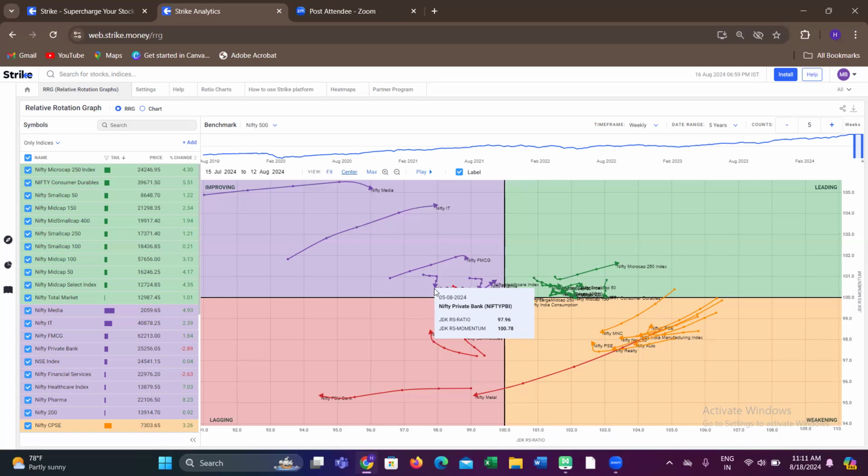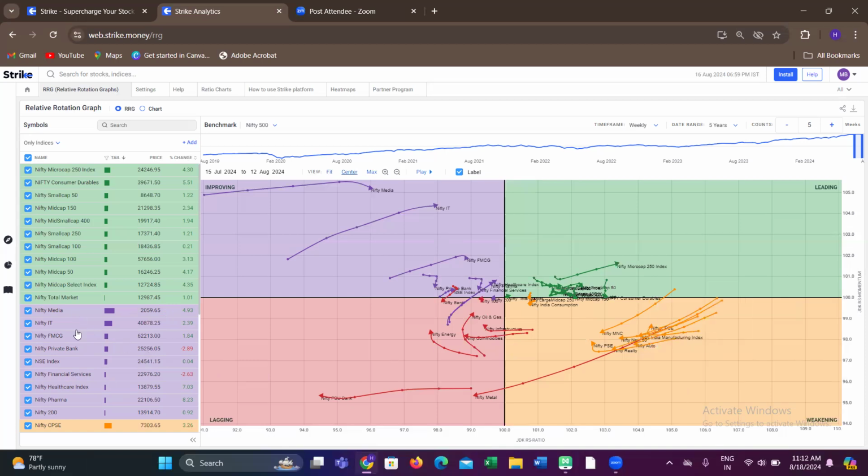So you have to keep a close eye on Nifty Private Bank. You just put your cursor or mouse on the indices and you get to know about the information. So it's so easy to navigate. Now, if you ask me about what I look for, I look for things which are improving from lagging or going from improving to leading. And the third part which I look at is any turnaround story from weakening to leading with a 90-degree angle.